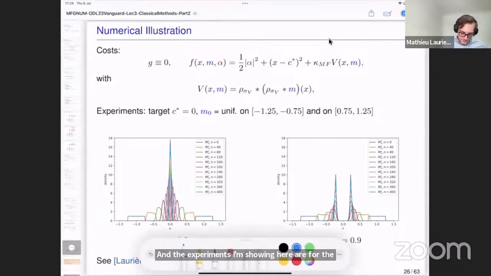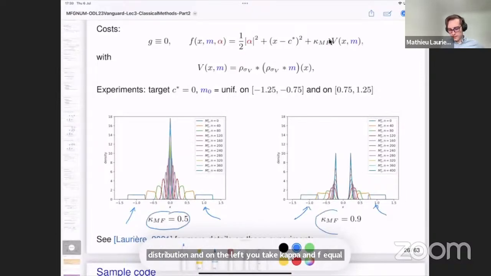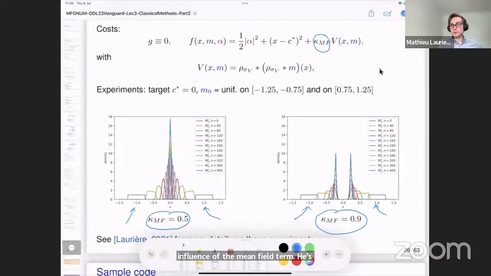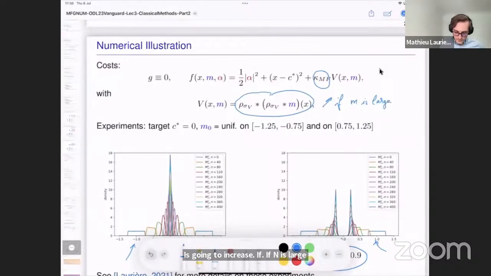The initial distribution is split into 2 parts. You can see that at time 0, you have 2 parts for the distribution. On the left, you take kappa MF equal to 0.5. On the right, kappa MF equals 0.9. What does it mean? It means that we are playing with the influence of the mean field term. If kappa MF is 0, then the mean field interactions completely disappear. If kappa MF is very large, it means you feel very strongly the interaction of other people. And this interaction term is going to increase if m is large near x or around x.